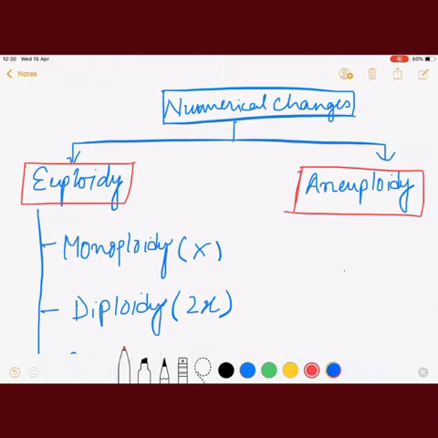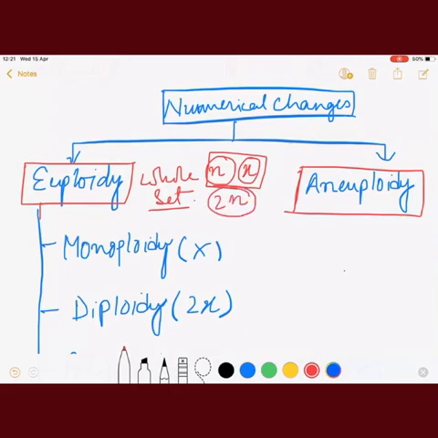What happens in euploidy? In euploidy, the whole set of chromosomes will be changed. Every organism has a genome, and the haploid set of chromosomes is called the genome, or we call it N. We represent it as N or X, whatever. So, this is the whole basic set of chromosomes. We human beings are diploid; we have twice N, or twice X.